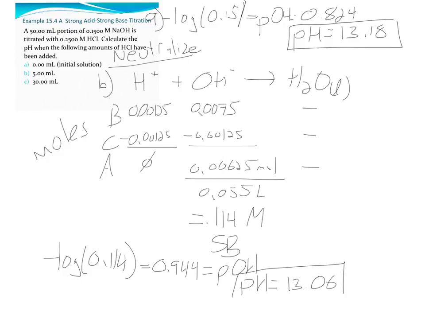So we only added 5 milliliters of the acid, which is not a whole lot, but we neutralized just a little bit of the base. You can see the pH went down a little bit, but not a significant amount. Okay, so I have excess hydroxide, so then we just solve a strong base problem at the end, the negative log of my strong base.